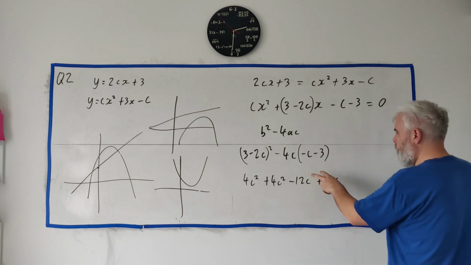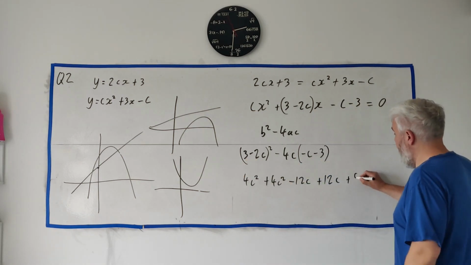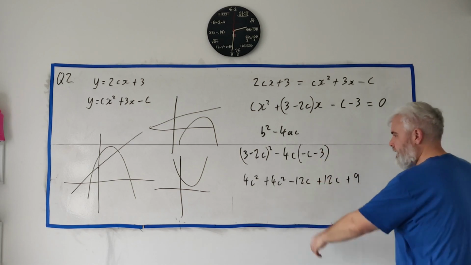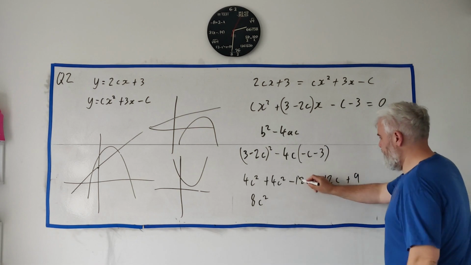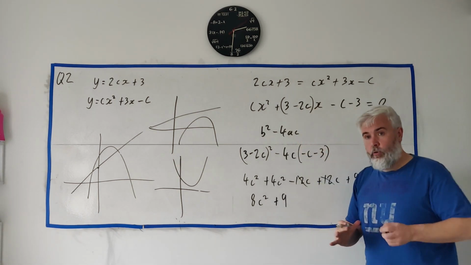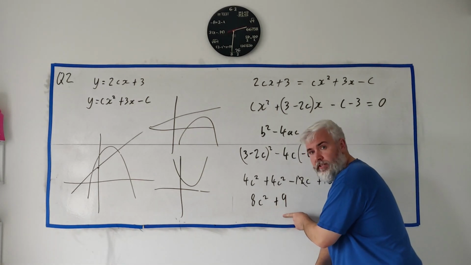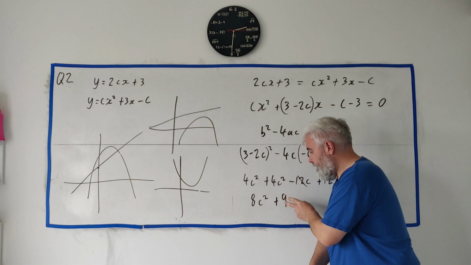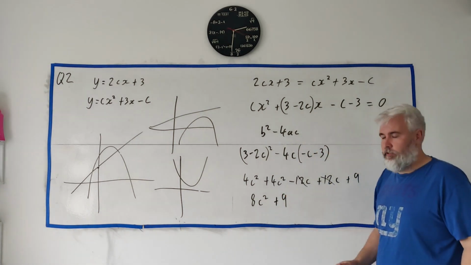And let's see, we got any numbers? No numbers from here. Over here we got 3 squared, which will give us a number. That'll be 9. Let's clean that up. We get 8c squared, these cancel, plus 9. So now the question reduces down to this: if this is bigger than 0 or less than 0, basically. That's what the question reduces down to.